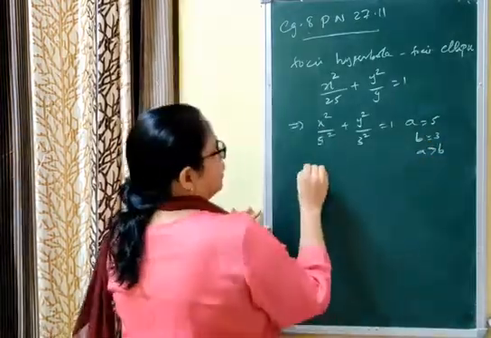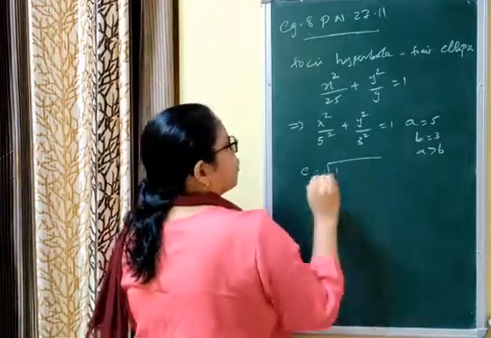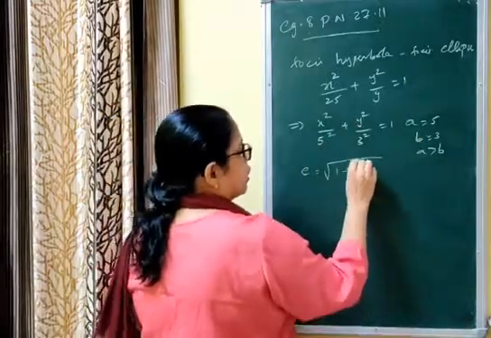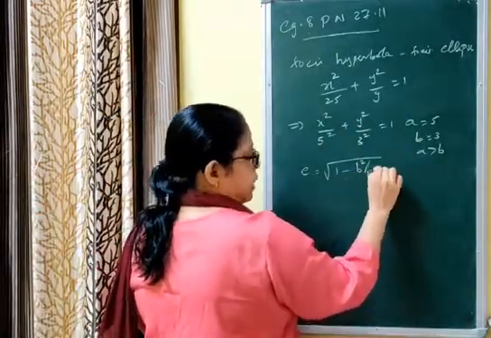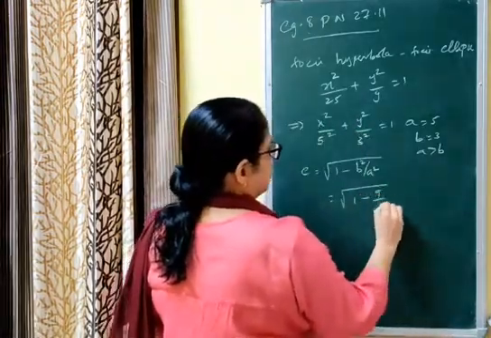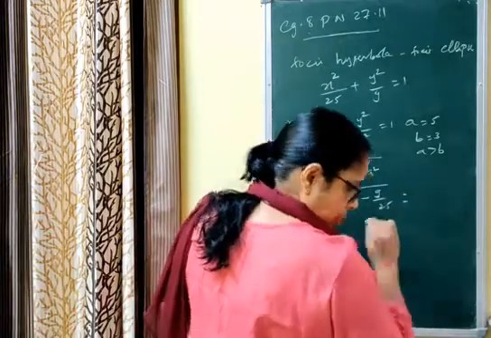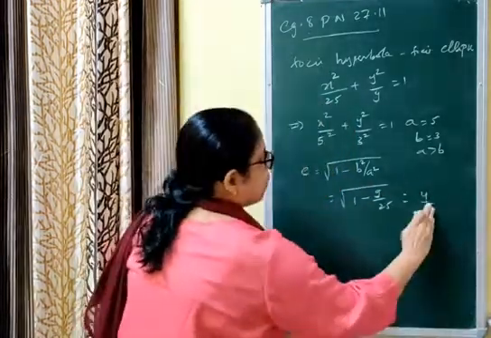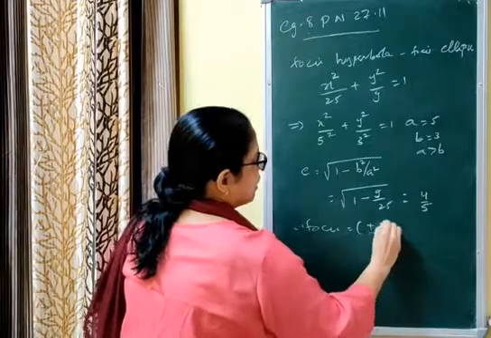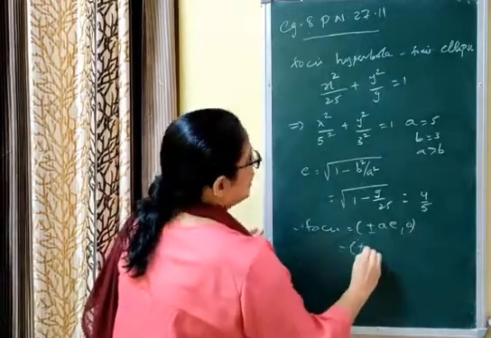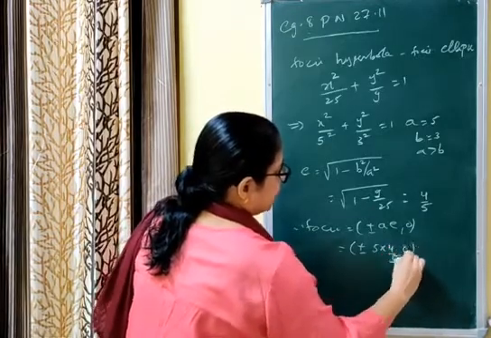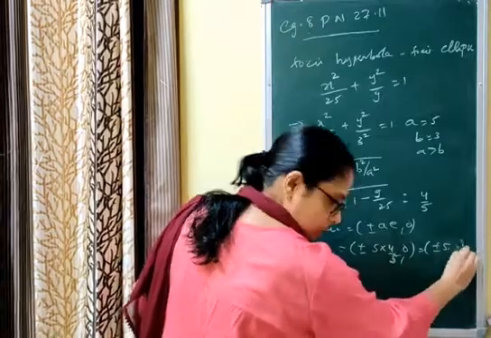If a is greater than b, for finding the foci you have to take the formula plus or minus ae comma 0. a we got, e we have to find out. That is under root of 1 minus b square by a square, that is under root of 1 minus 9 by 25, that is 4 by 5. Therefore the foci are plus or minus ae comma 0, that is plus or minus 5 into 4 by 5 comma 0, that is equal to plus or minus 4 comma 0.